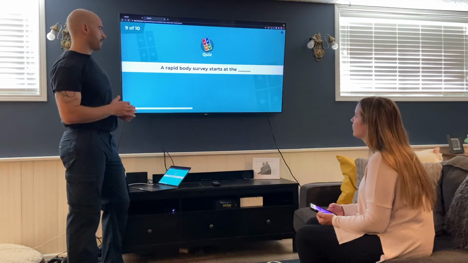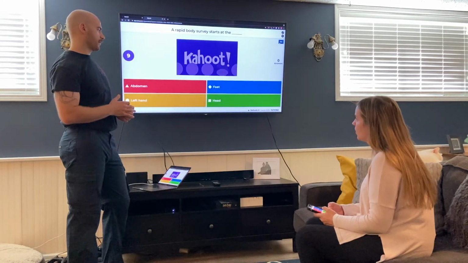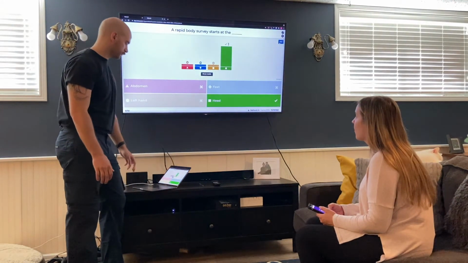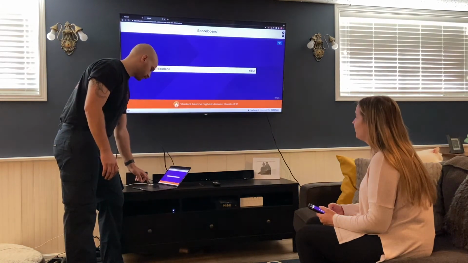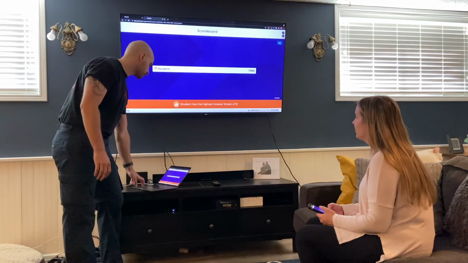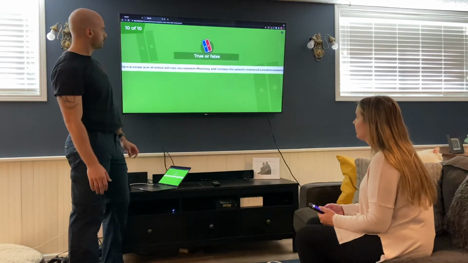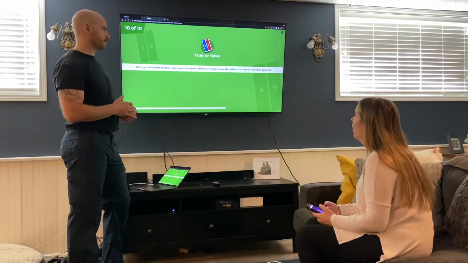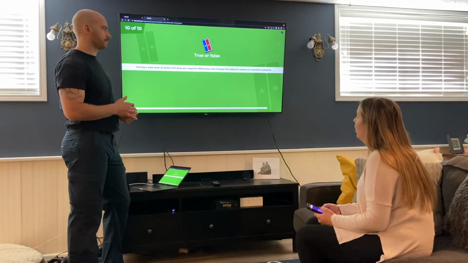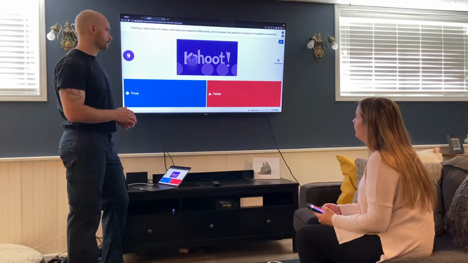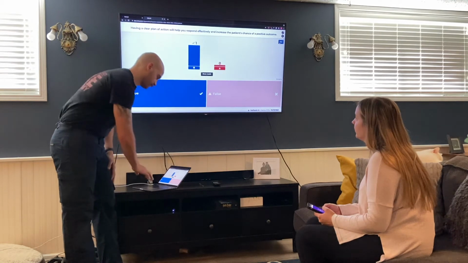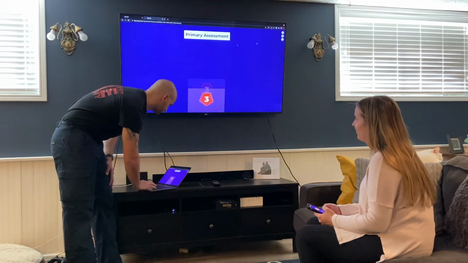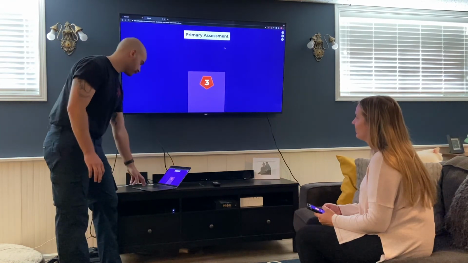Question 9, a rapid body survey starts at the blank. Right. And the last one, see if you can get a perfect 10. Having a clear plan of action will help you respond effectively and increase the patient's chance of a positive outcome. True or false? That was a gimme. But great job, 10 out of 10. Did I win? You did.